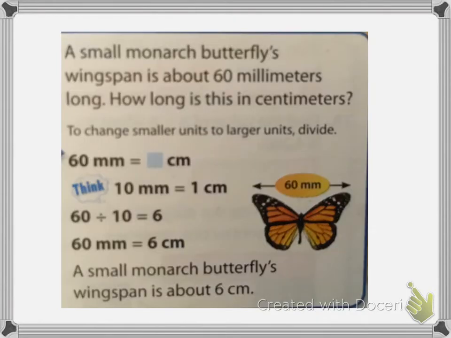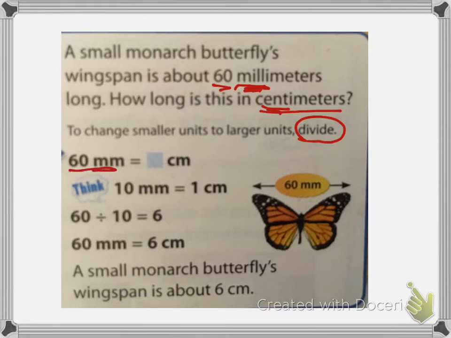Okay, when we work on these problems, always ask yourself, are we going from a larger unit of measure to a smaller unit of measure, or a smaller unit to a larger unit? Always ask yourself that question, and then you're going to know which direction you need to go, meaning whether you're going to have to multiply or divide. So now we're looking at a small monarch butterfly's wingspan, and that is about 60 millimeters. It's very small. How long is this in centimeters? So we're going from a small to a larger unit. Therefore, we are going to divide. Smaller to larger, we divide.